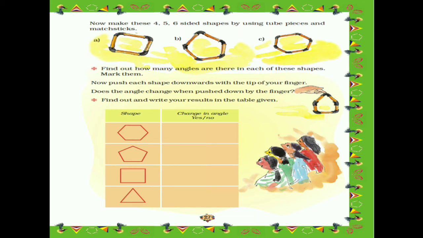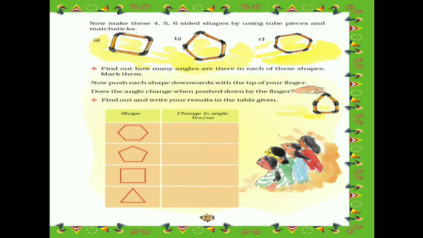Now make these 4, 5, 6 sided shapes by using tube pieces and matchsticks. So if you make this using 4 matchsticks, 5 matchsticks and 6 matchsticks, you are going to get this many shapes from the matchsticks, right? Find out how many angles are there in each of these shapes and mark them. Now you have to carefully observe these figures, observe how many angles are there, and mark them.